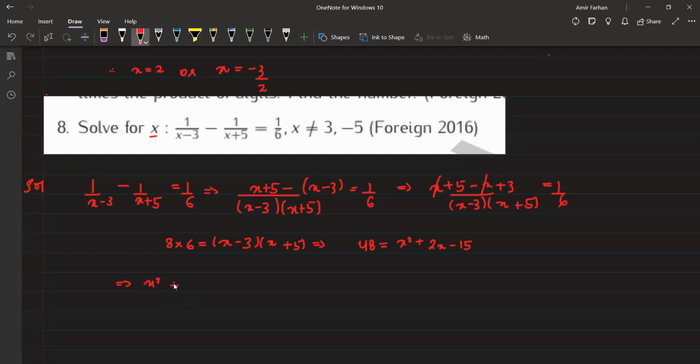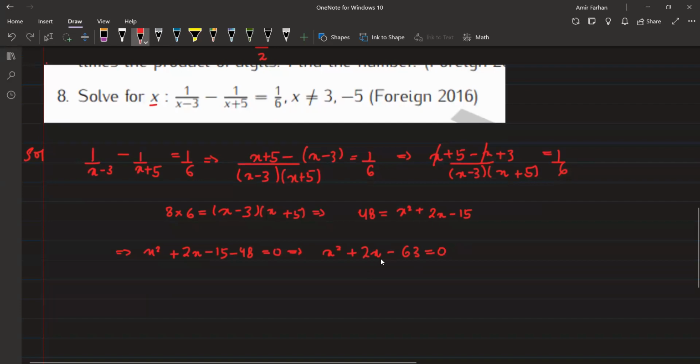को नेगेटिव राइट हैंड साइड पे शिफ्ट कर देते हैं, minus 15 minus 48 is equal to 0. 48 and 15 is 63. So x square plus 2x minus 63. So you can see that 63 is there. 63 can be factorized into 7 and 9. So x square plus 9x, because 2x is positive, minus 7x minus 63 is equal to 0.